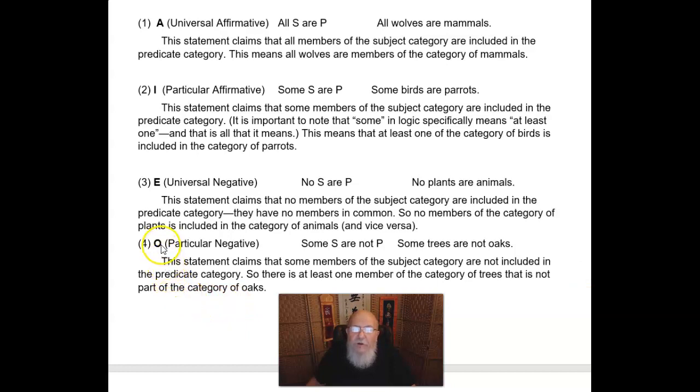And finally, we have the O proposition, a particular negative, such as some trees are not oaks, which has the form some S are not P. This statement claims that some members of the subject category are not included in the predicate category, so there's at least one member of the category of trees that is not part of the category of oaks.